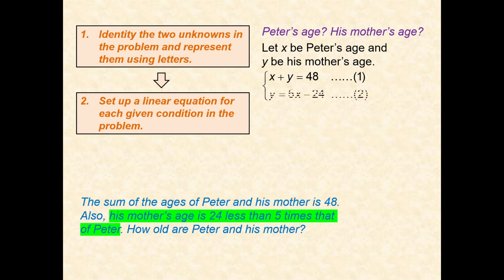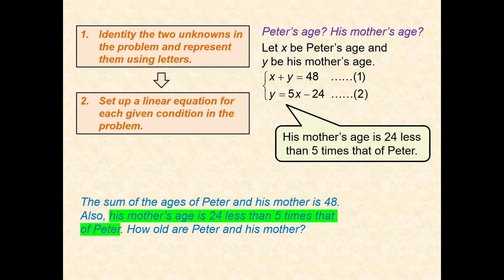For the second sentence, we can see this is the position of the is. So that means we have to turn it into the equal sign here. His mother age means y. So y and equal sign on the left. And then later on for the right hand side, we can see this is a keyword less. This is a keyword times. So that means we have to combine 5 times the age of Peter first.